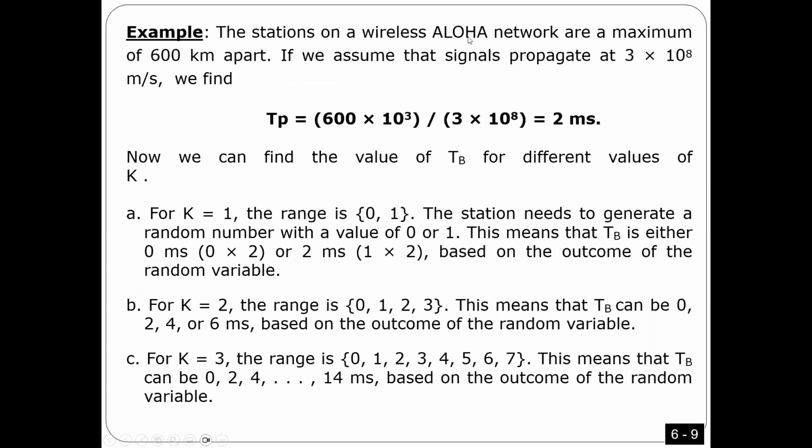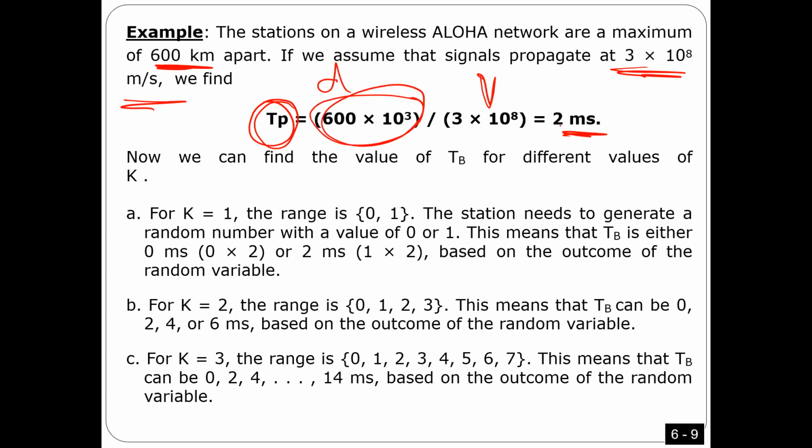So I give you an example just to understand this idea more. For example, here we are using Aloha. We're assuming this is the cable we have, 600 kilometers. Then I'm giving you the propagation speed. So here, what you can do is calculate the propagation time, TP. And the propagation time here is going to be 2 milliseconds. So I'm going to divide the distance by the velocity. You are going to get the propagation time, okay?